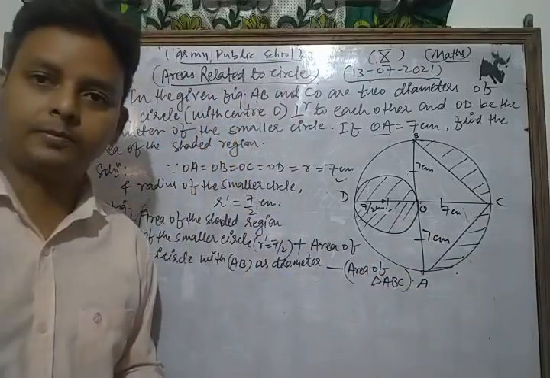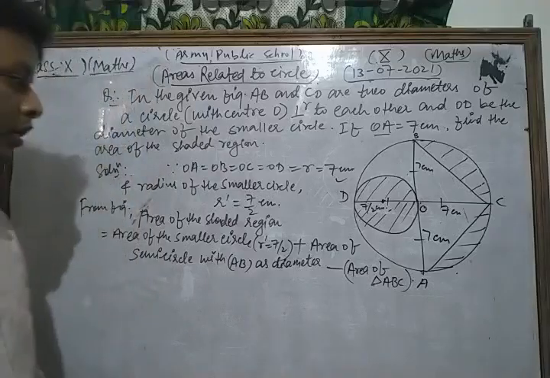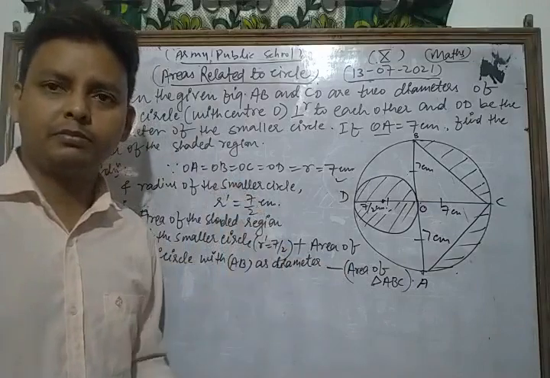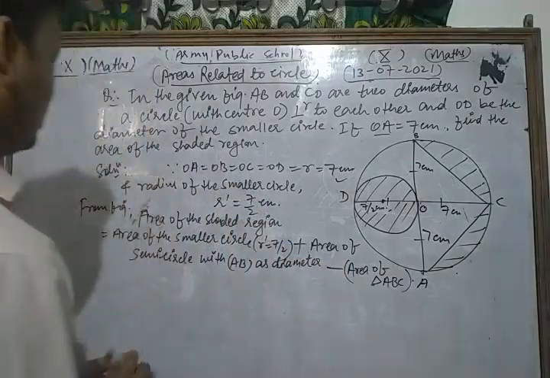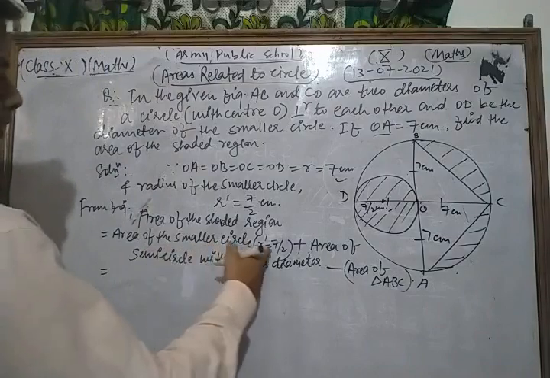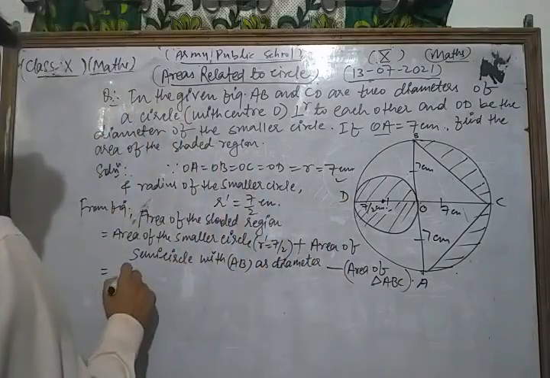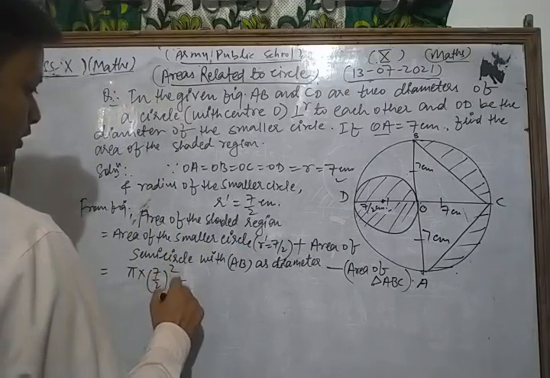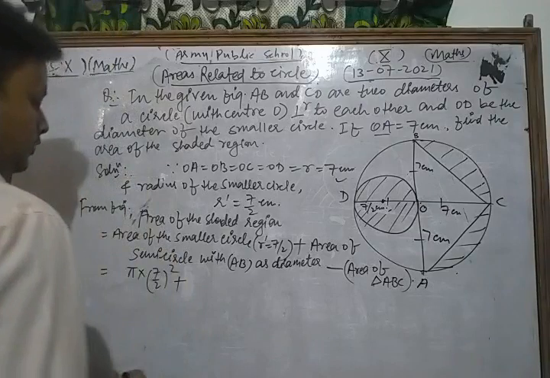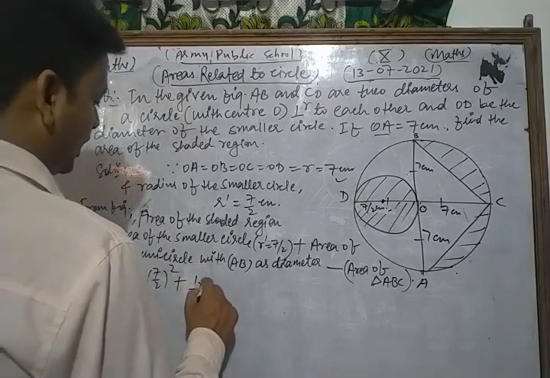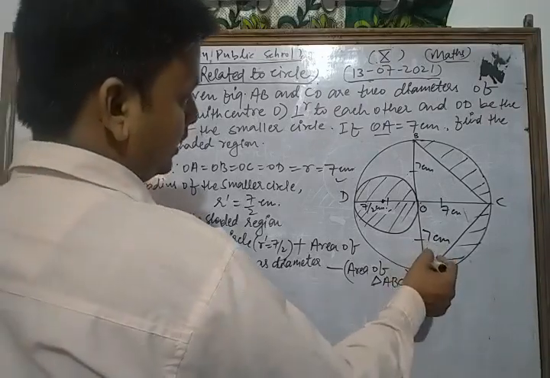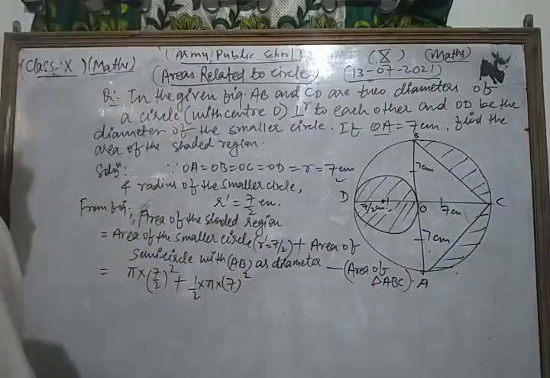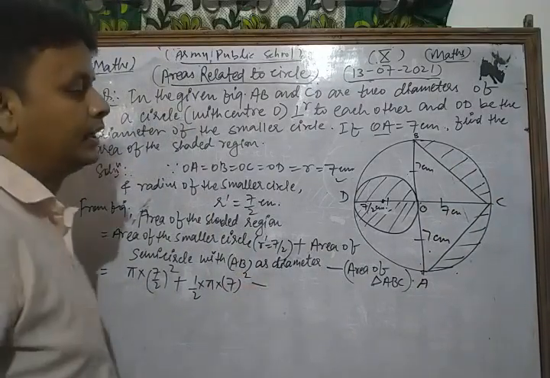This is the concept of that question. Now we put the formula for each and every portion and simplify them, so we get our result. Let's see. The area of the smaller circle is pi r square, so pi into (7 by 2) square, plus the area of the semicircle, 1 by 2 into pi r square, where r is the radius 7, with AB as diameter, minus the area of triangle ABC.